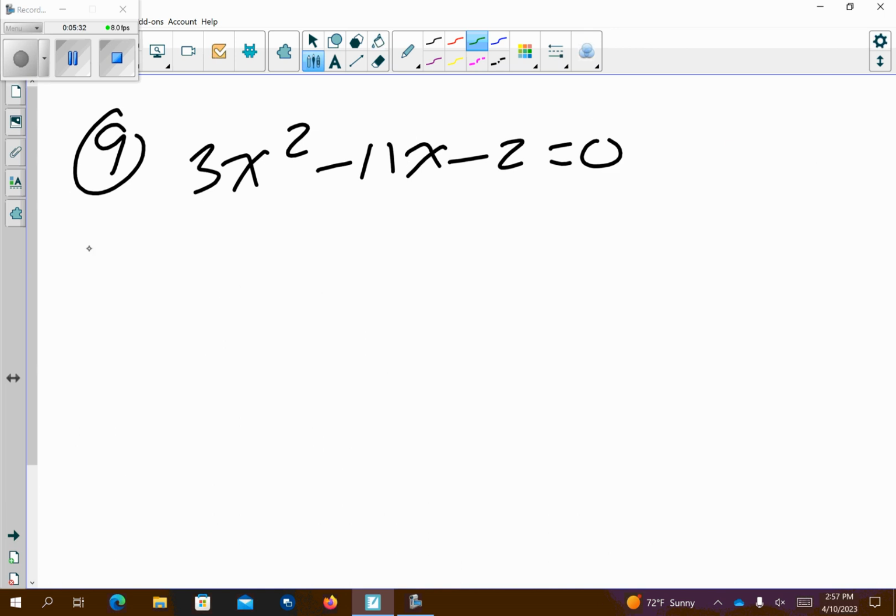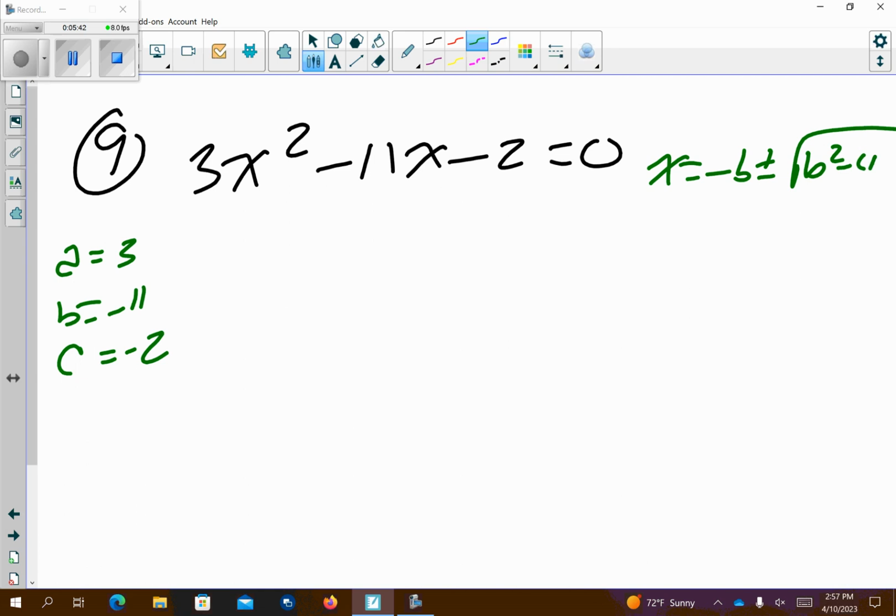Number 9, it's equal to 0. So a equals 3, b equals negative 11, c equals negative 2. We know that x equals negative b plus or minus the square root of b squared minus 4ac, all over 2a. So let's plug in what we know.